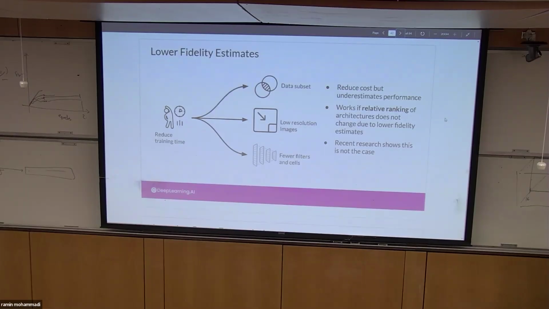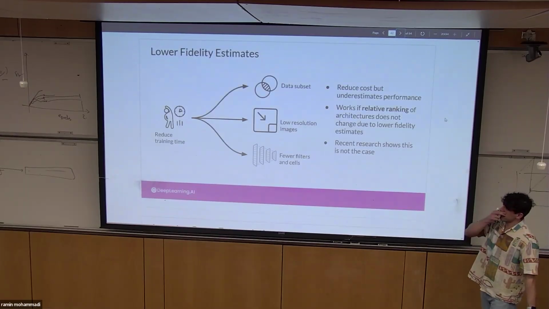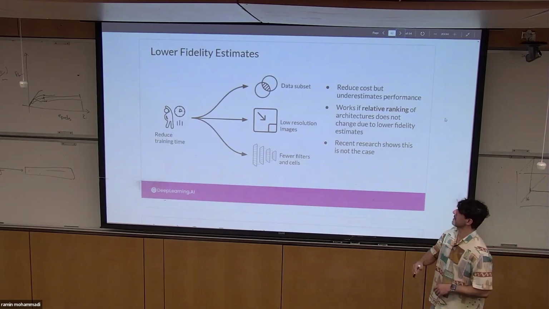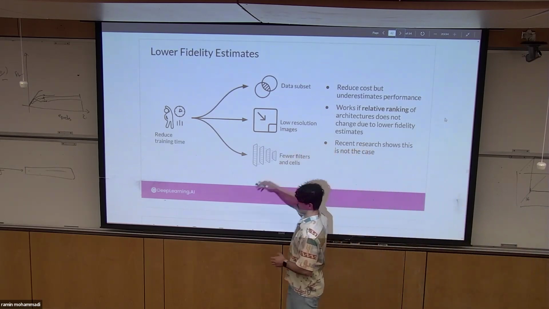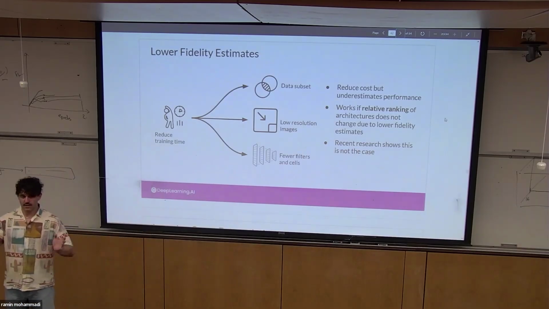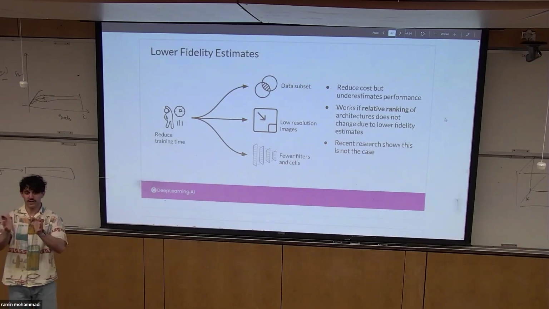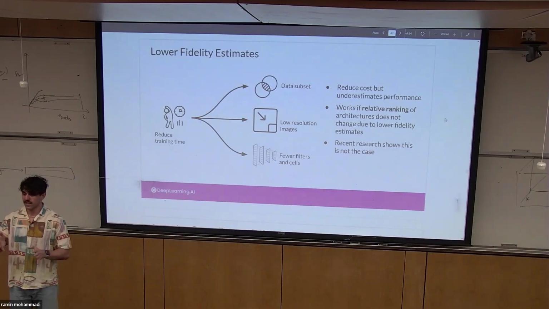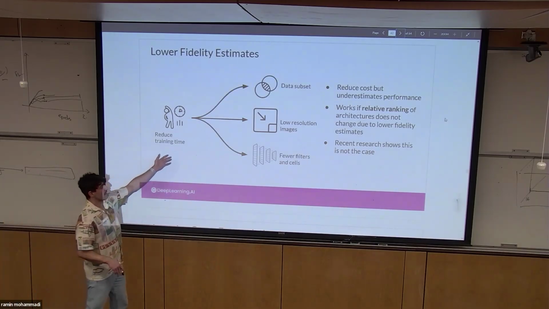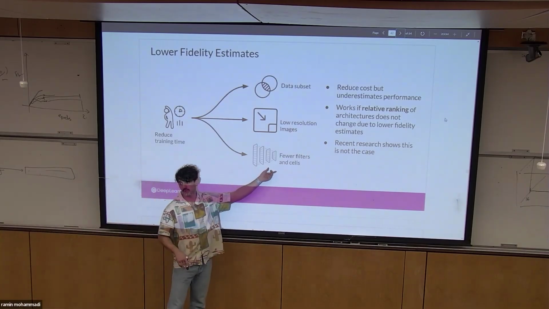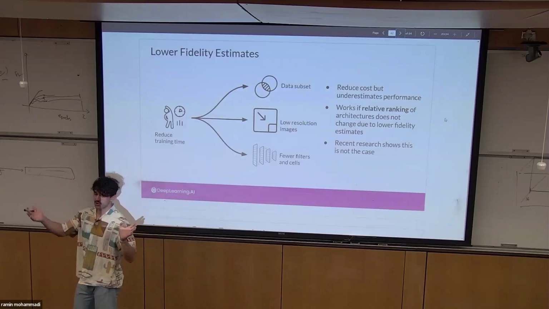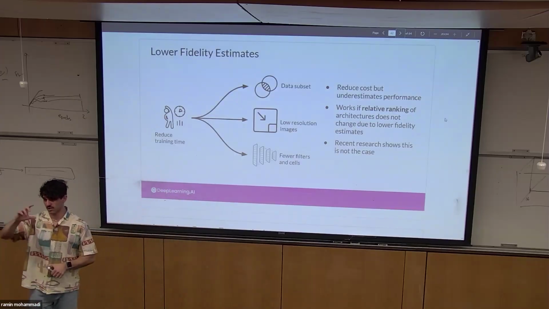So lower fidelity estimate. The idea behind it is that, instead of using, for example, think about you have an image and you want to test your model. Instead of using the high resolution image, you reduce the resolution, lower fidelity, and then you test it against that. Instead of, for example, if you have lots of filters, maybe only apply a certain number of filters to the data. If you have a data set, instead of doing across all of it, you do subsets and just get lower fidelity.